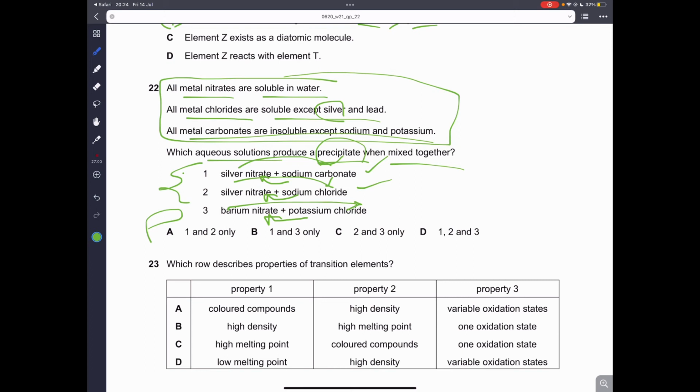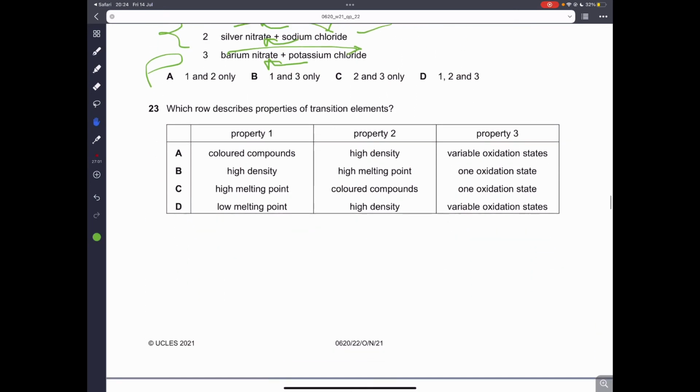Question number 23. Which rules describe properties of the transition elements? Property 1, we know that transition elements have colored compounds. Property 2, they have high density. And property 3, they have variable oxidation states. So A is the correct answer.